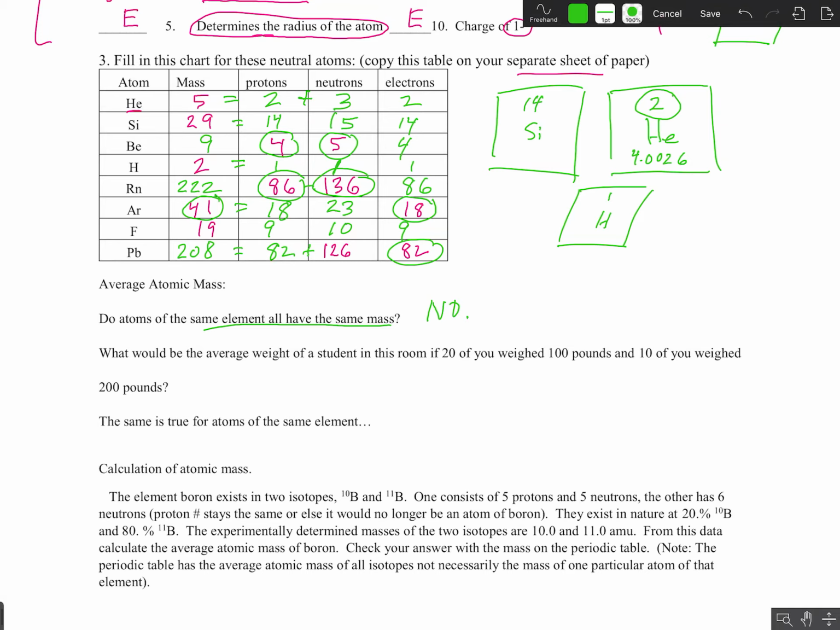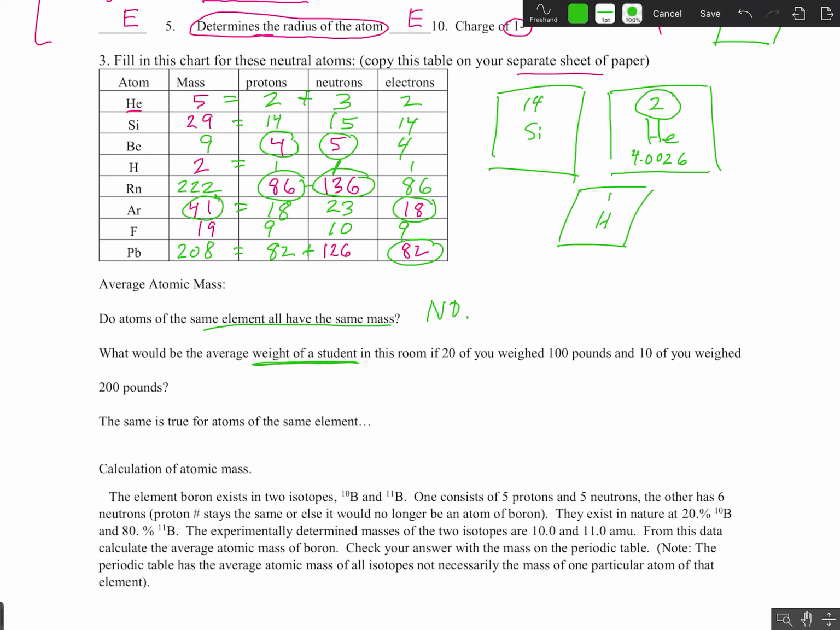Now, some students would think that you would just add the mass of their isotopes together, divide that by the number of isotopes, and that would give you the average atomic mass of an element. But that's not how we do that, because isotopes are not always present in the same percentages. So let me give you a little analogy to help us with this. Let's pretend that unwittingly 30 students walked into our room and we weighed them.